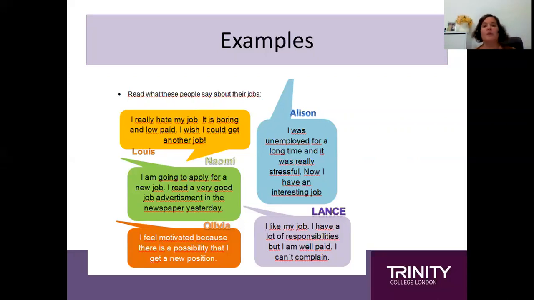Naomi says, "I am going to apply for a new job. I read a very good job advertisement in the newspaper yesterday." Olivia says, "I feel motivated because there is a possibility that I get a new position." And Lance says, "I like my job. I have a lot of responsibilities, but I am well paid. I can't complain."